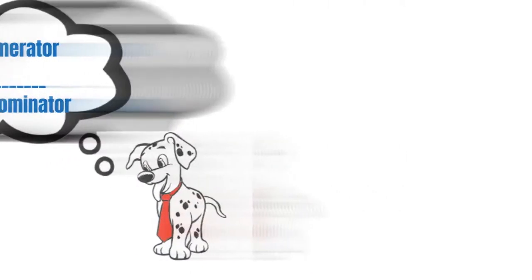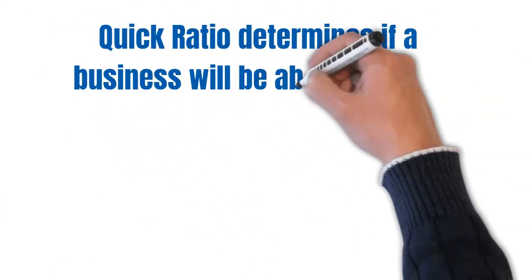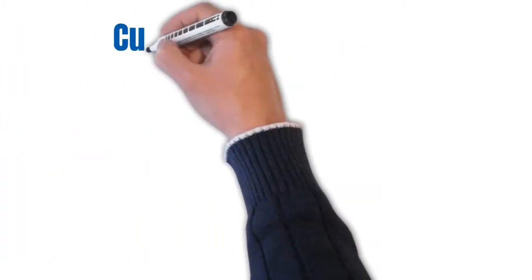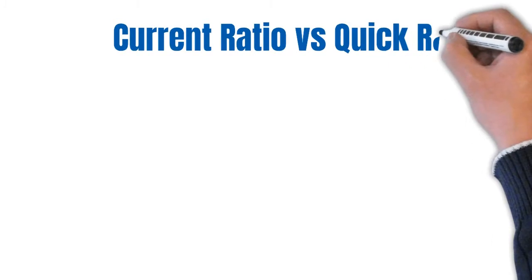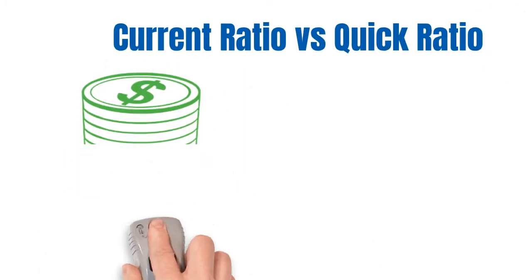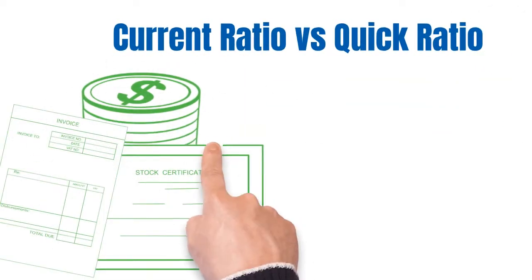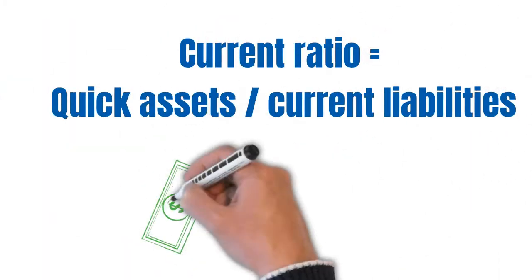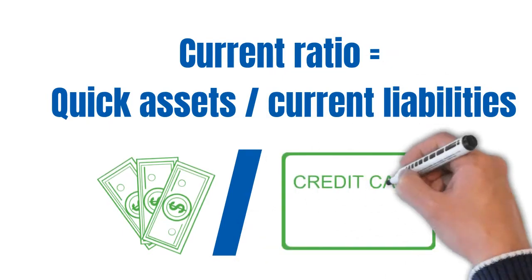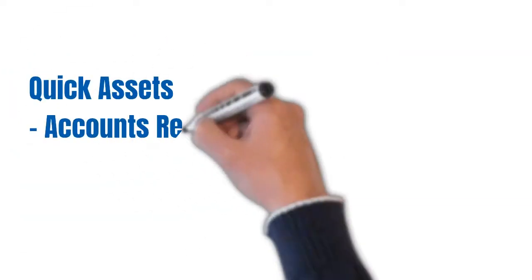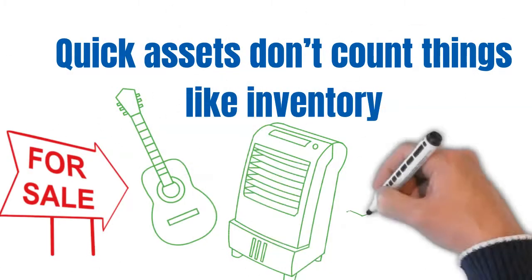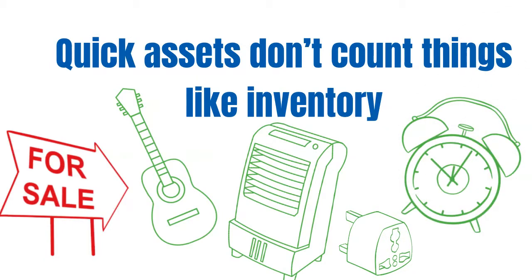Numerator over denominator. Like all liquidity ratios, the quick ratio determines if a business will be able to pay its current liabilities. The difference between the current ratio and the quick ratio is that the quick ratio only considers assets that can easily or quickly be converted into cash. So, the quick ratio equals quick assets divided by current liabilities. Quick assets include accounts receivable, marketable securities, and cash. But quick assets don't count things like inventory, which could take time to sell off.